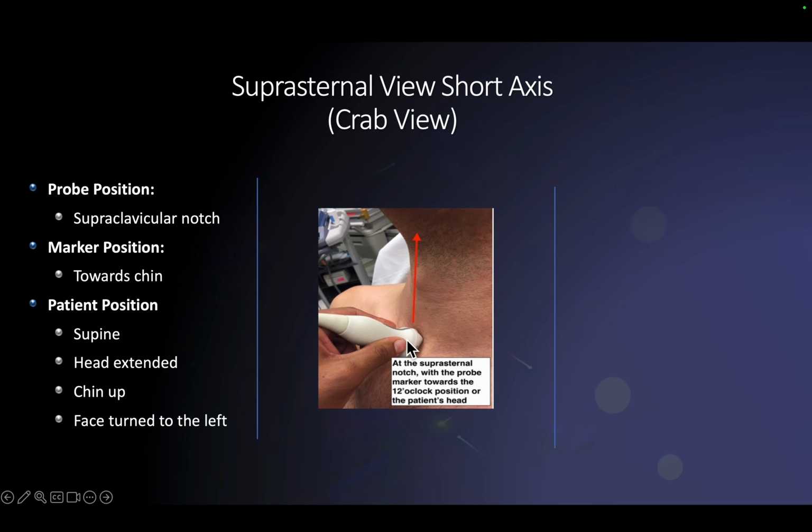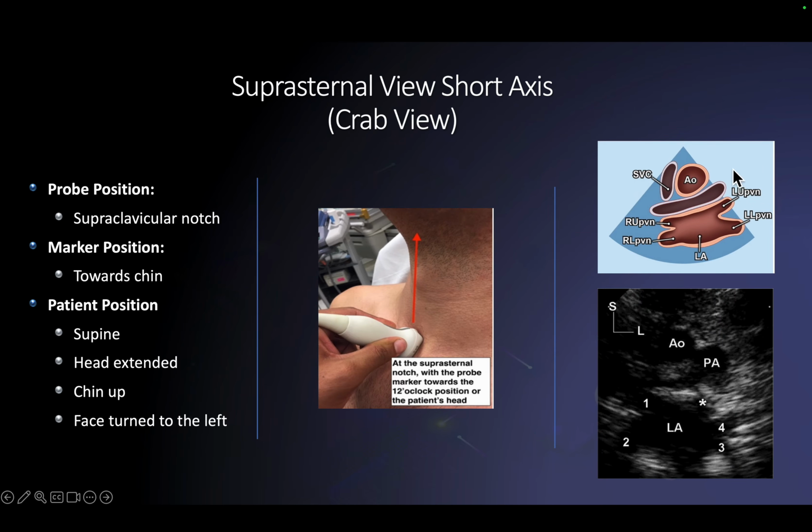What do we do here? We are in the suprasternal view. When our marker is facing towards the left shoulder, we rotate it anti-clockwise so that it faces the chin. And then you see this view. This is when the aorta is in the cross section. You see superior vena cava along with, and many a time you see a pulmonary artery here. Then what you see, a pulmonary vein. In all four pulmonary veins, what we call a crab's view, 1, 2, 3 and 4 pulmonary veins. This is called a crab's view, and this is left atrium.